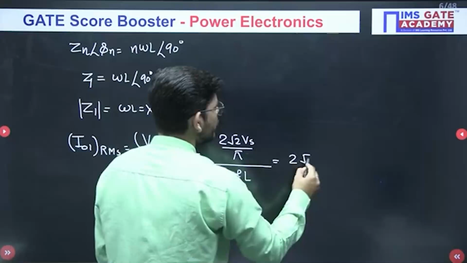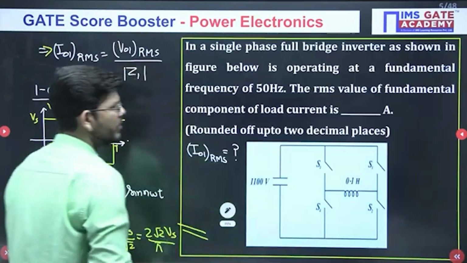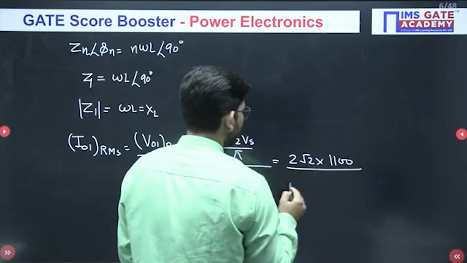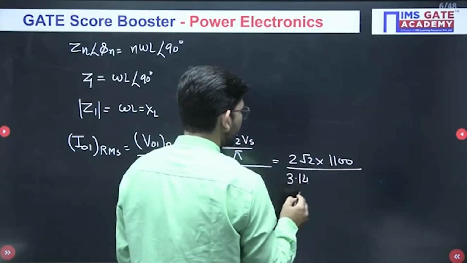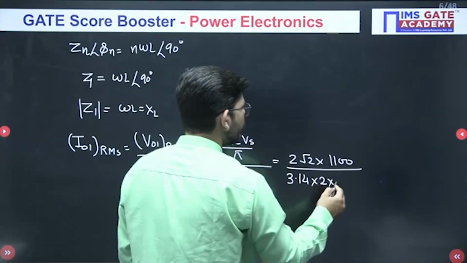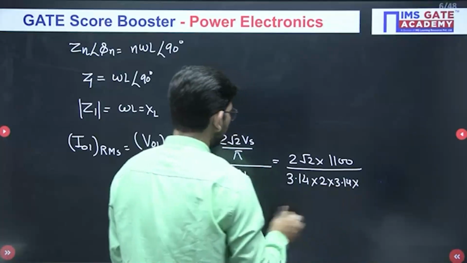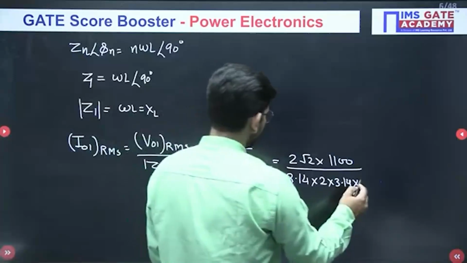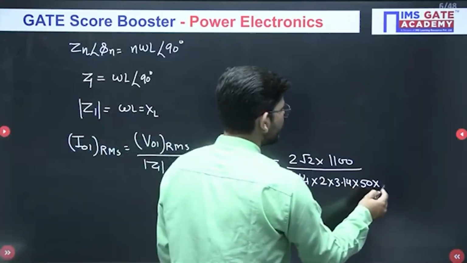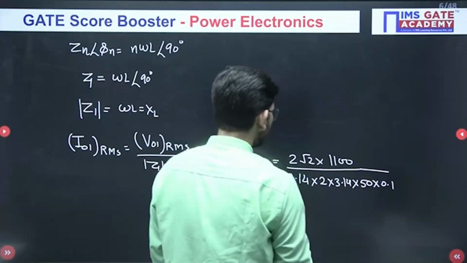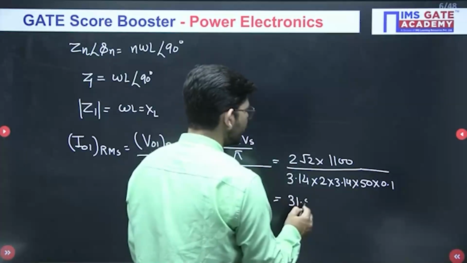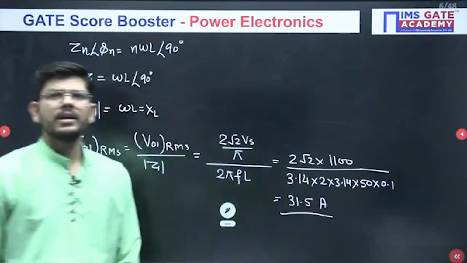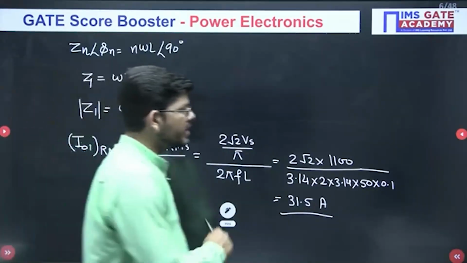So it will be 2 root 2 into what will be the value of Vs? 1100, divided by pi, which is 3.14, into 2 into pi again, which is 3.14, into. What is the value of F? F is given 50 and L is 0.1 Henry. So 50 into 0.1 Henry. Now what you have to do? You have to solve this expression, and the answer that you are getting is around 31.5 amperes. Okay. I hope you have also solved in this manner.